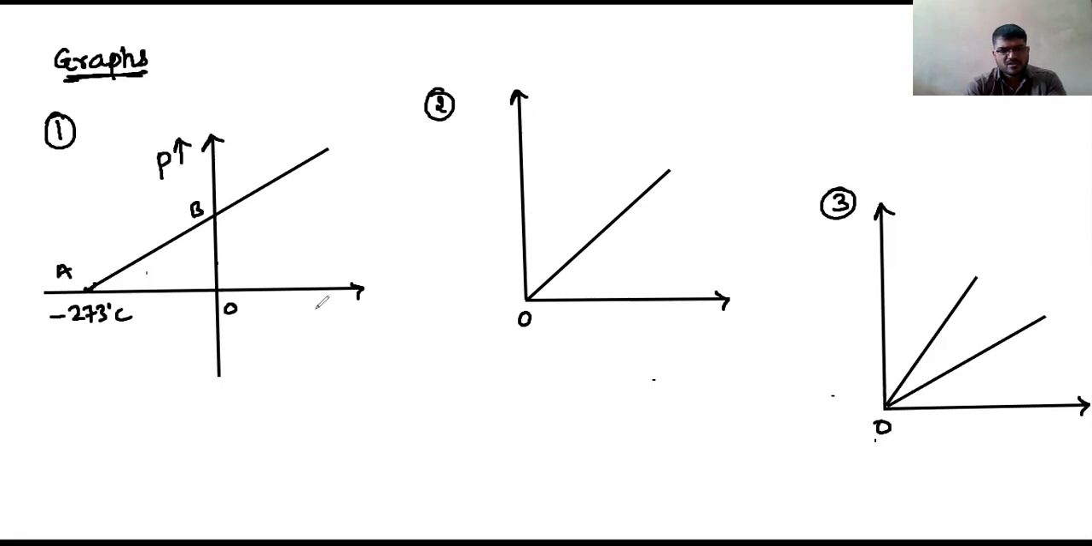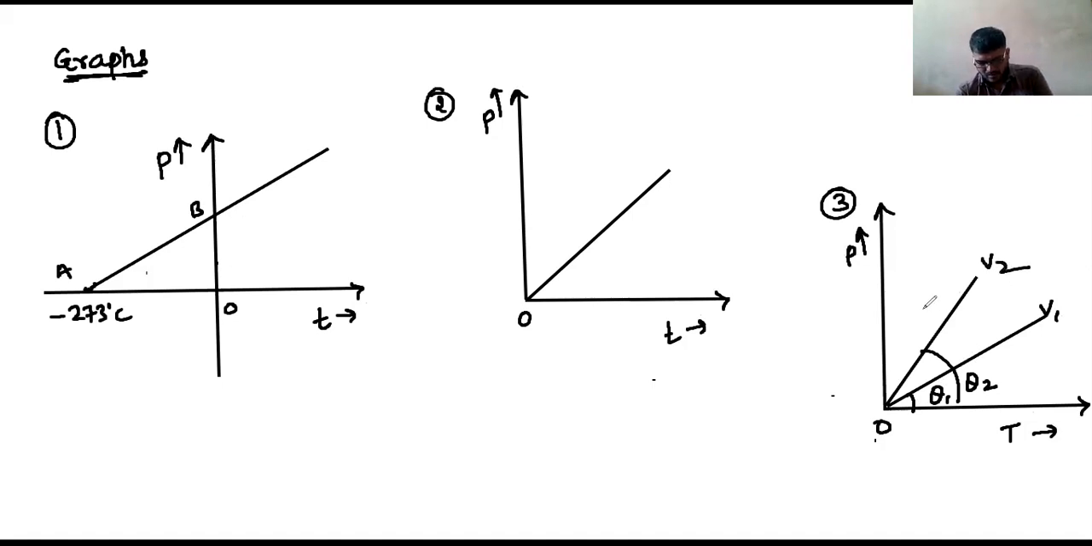And all are pressure versus temperature graphs. Here also pressure versus temperature. And this is pressure. And here it is temperature. This angle is what? Theta 1. This angle is what? Theta 2. And here it is V1. This is what? V2. So for this first graph, let's take the slope as we have learned in the previous case. This is your C point, this is your T point.